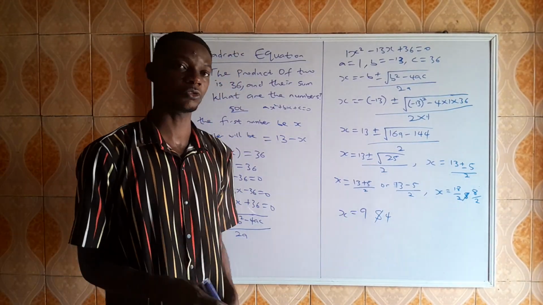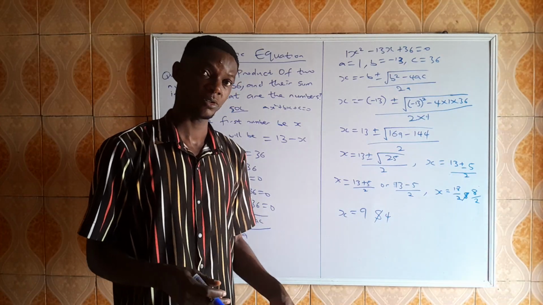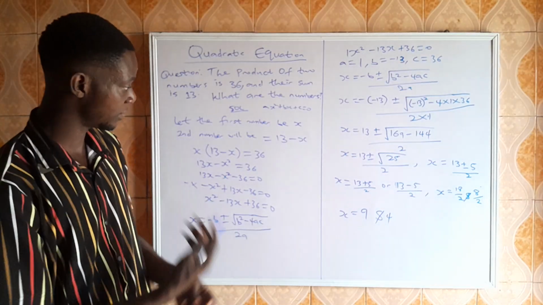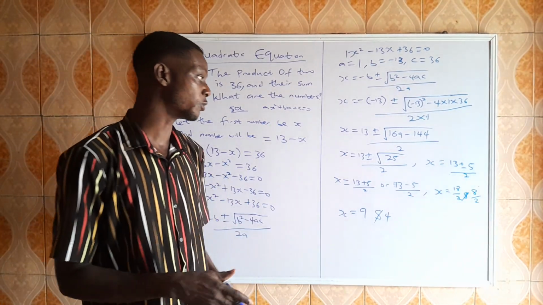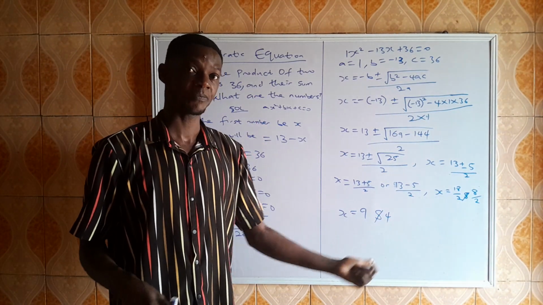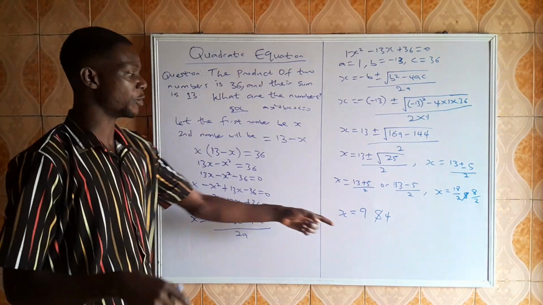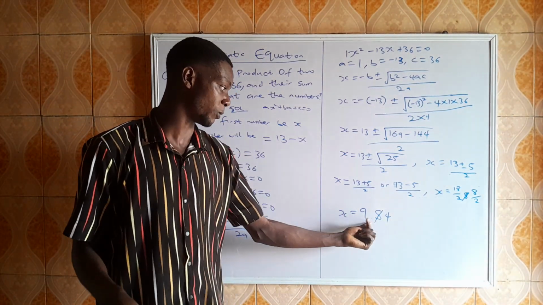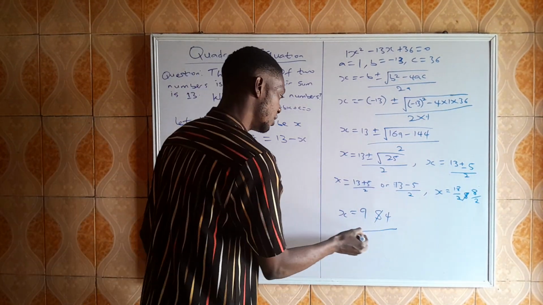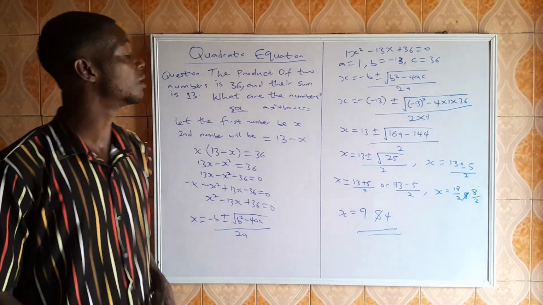So these will be the two values. The first value will be 4 and the second value will be 9. When you add these two numbers together, it will give you 13, and when you multiply these two numbers together, it will give you 36. So this is the answer to this question.